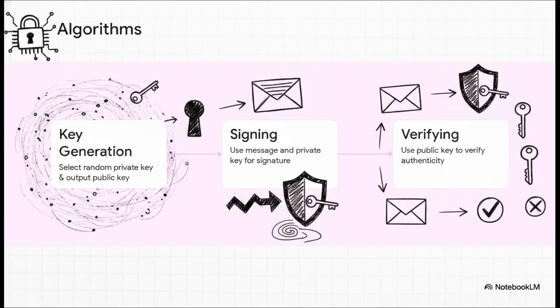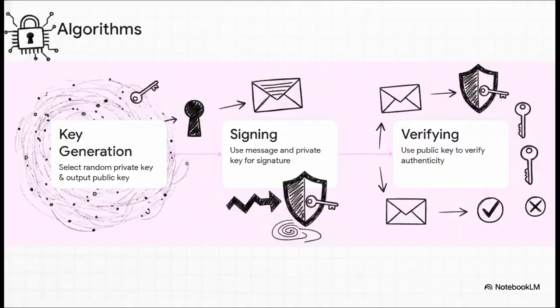Let's step through the 3 algorithms that make this happen, and we'll take it slow, using the NIST digital signature algorithm, or DSA, as our primary example. Step 1 is key generation. The algorithm selects a completely random private key and then outputs a corresponding public key. Step 2 is signing. The algorithm takes the message itself, along with that private key, to produce a unique signature. And finally, step 3 is verifying. The receiver uses the original message, the sender's public key, and the signature to either accept or reject the authenticity of the whole message.